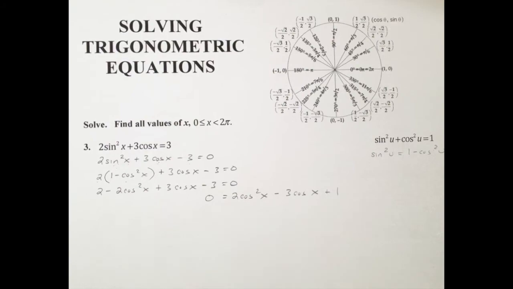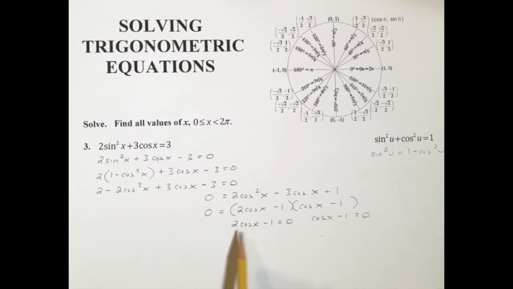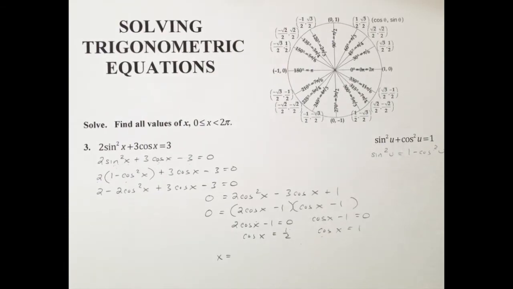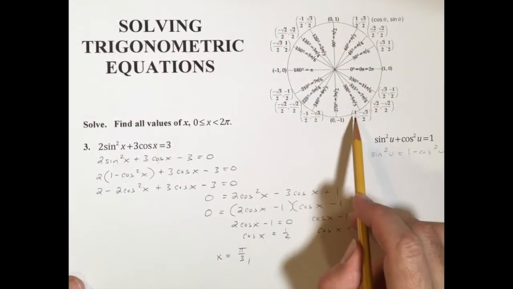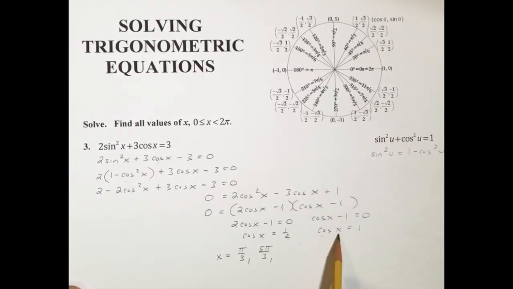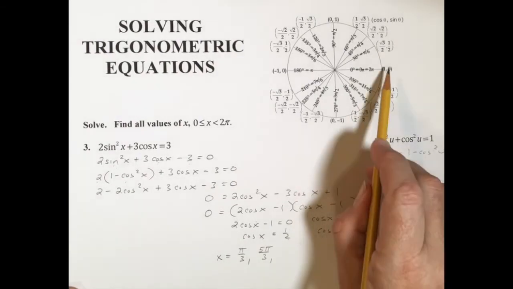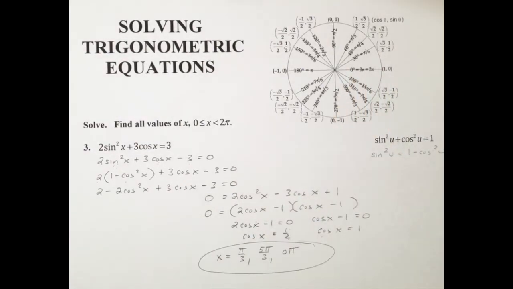Now I can factor this trinomial. Now we can just set each of these factors equal to 0. Here I need to add 1 and divide by 2 on each side. Here I need only add 1 to each side. And now we're ready to spin around our unit circle and gather up our answers. Cosine of what angle equals 1/2? Well, cosine is 1/2 here at pi over 3. And down here at 5 pi over 3, cosine is 1/2. Cosine of x equals 1 in only one place, right in the beginning at 0. This trigonometric equation has 3 correct answers.